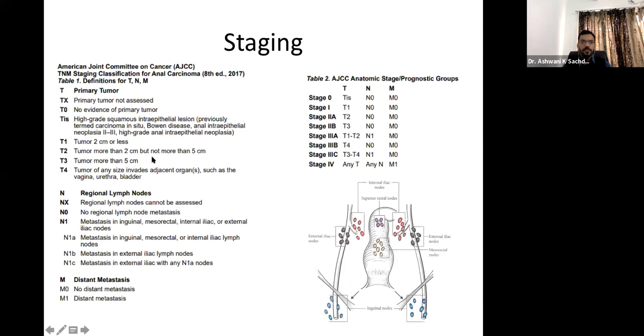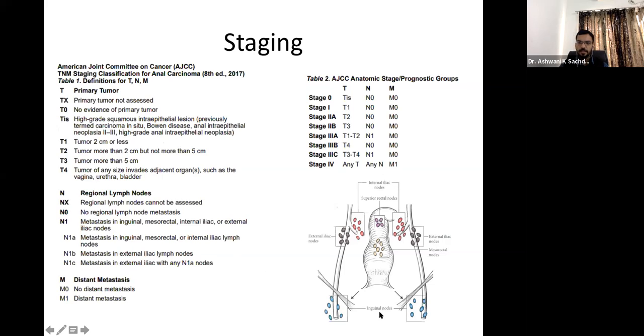So coming on to the staging of anal canal cancers, Tis is in situ carcinoma, high grade intraepithelial lesions. So all the intraepithelial lesions and even the pre-malignant lesion like Bowen disease come into this. T1 tumors are 2 centimeter or less. T2 is more than 2 centimeter, not more than 5 centimeter. T3 is more than 5 centimeter, and T4 involves any of the adjacent structures like vagina, urethra, or bladder.